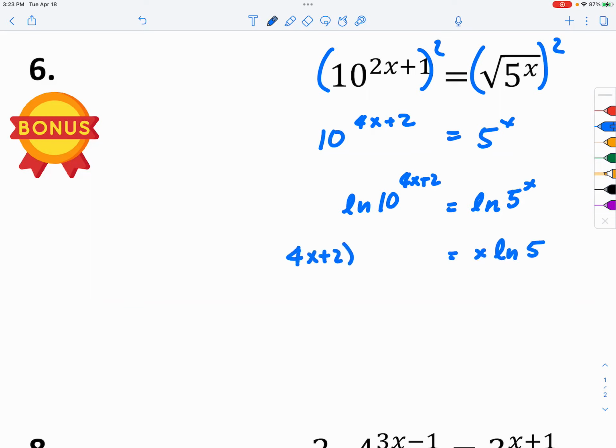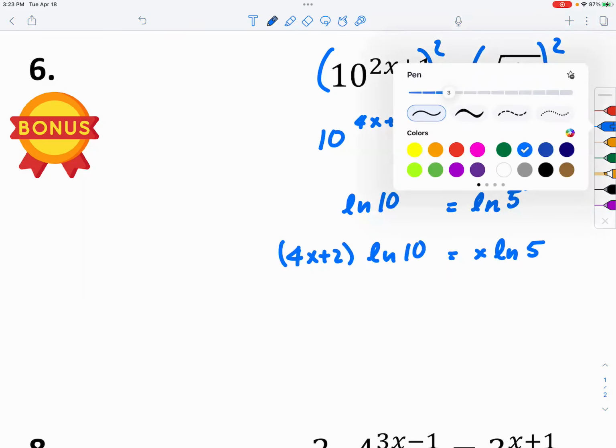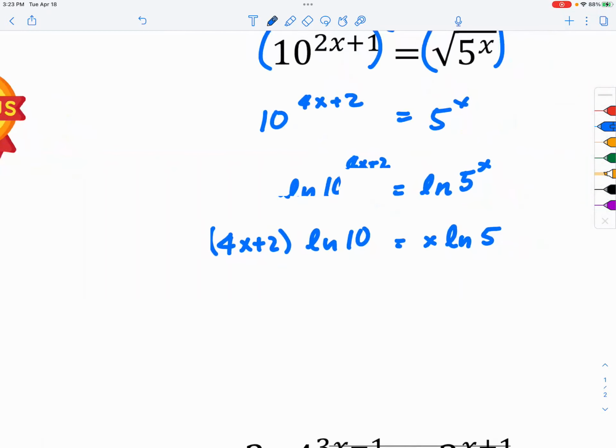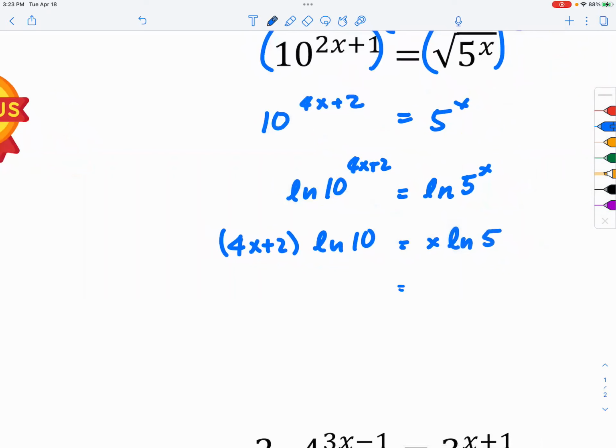And when you do that for the left-hand side with a natural log of 10, please make sure that you put a pair of parentheses around 4x plus 2, or else, notation-wise, it will be a little bit misleading, because if you don't put parentheses, it would imply that only the 2 is multiplying by the natural log of 10, which is not quite what you meant.